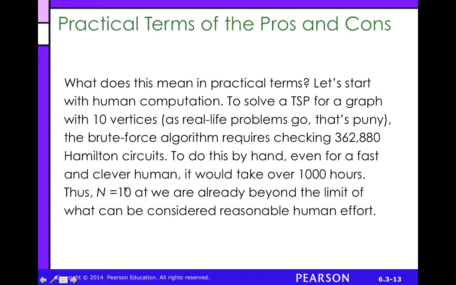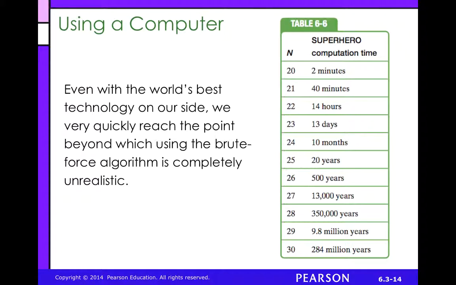So even with 10 vertices, which again is really small to model anything real world that actually happens, to model most kinds of delivery problems, we're already beyond what humans can do by hand. Okay, so if humans can't do it by hand, what about using a computer? Because computers, of course, can do things way faster than humans. Well, even with technology on our side, it's still really not feasible to use this algorithm using a computer.